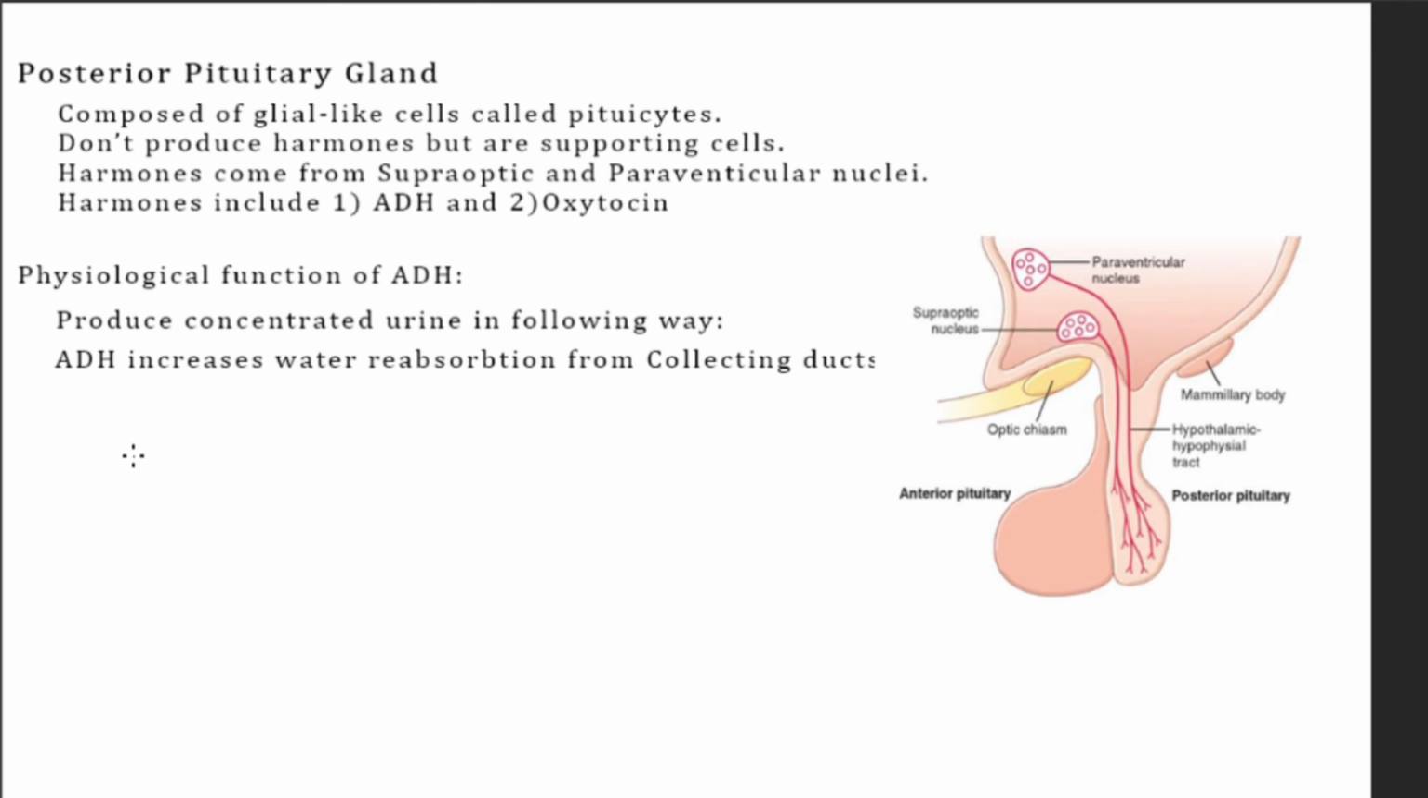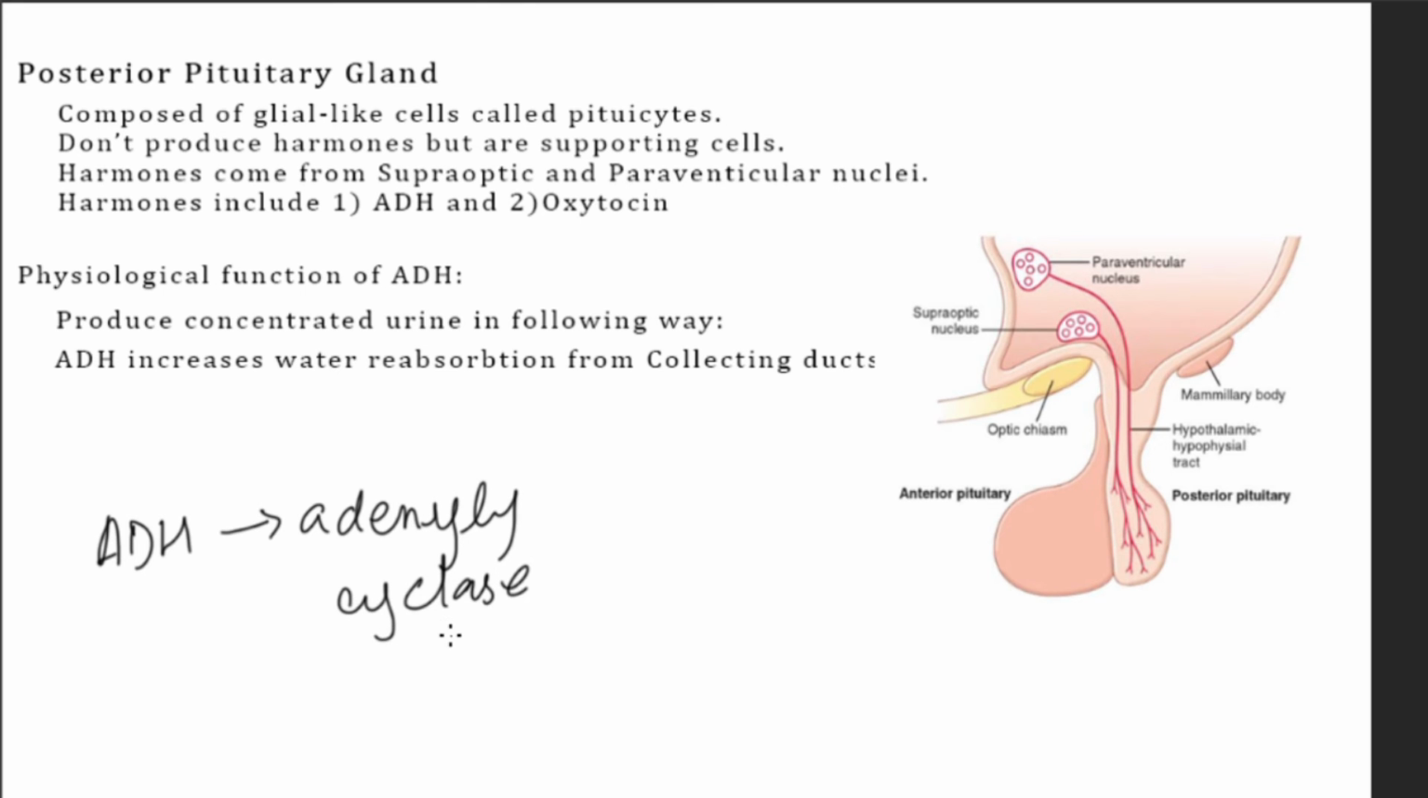Now the process by which ADH increases the water reabsorption can be explained in the following way. When ADH acts on the cell, it first combines with the membrane receptor, then activates adenylyl cyclase. This adenylyl cyclase will then further activate cyclic AMP, which will then produce certain proteins in the tubular cell cytoplasm. These are the aquaporins.